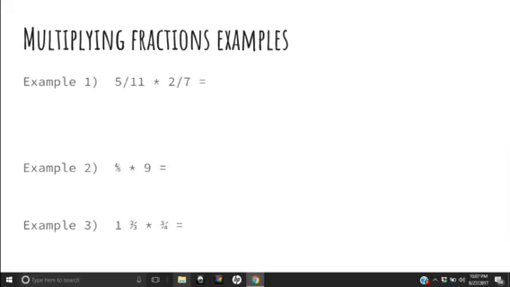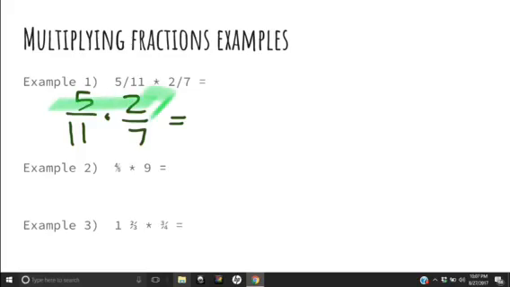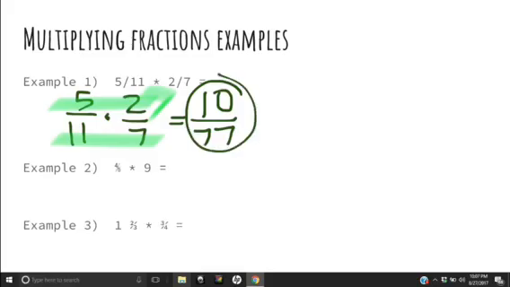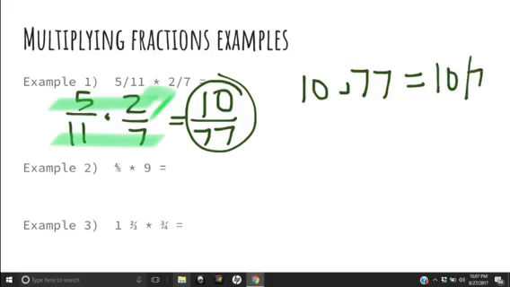So let's do that. Multiplying fractions is no problem. Top times top and bottom times bottom. Top times top, 5 times 2 gives me 10. 11 times 7 gives me 77. This cannot be reduced. That's my final answer. By the way, I could type 10 over 77 in my calculator. It'll look like that. I could hit equals and it's going to give me this. That tells me it cannot be reduced.